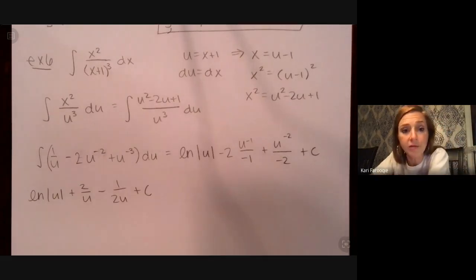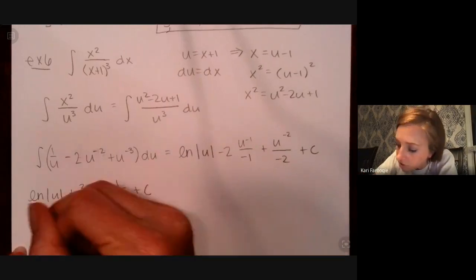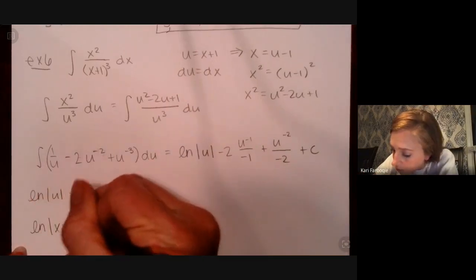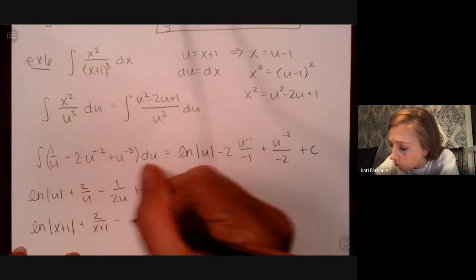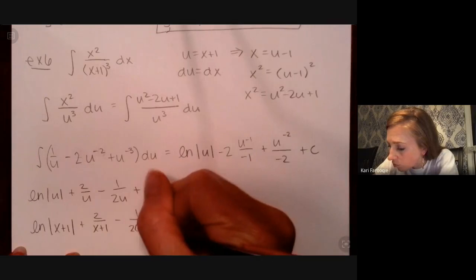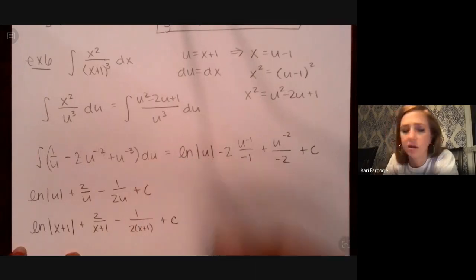And now you can back substitute for x. We know that u is x plus 1. You're going to take the natural log of the absolute value of x plus 1 plus 2 over x plus 1 minus 1 over twice, don't forget your parentheses, the quantity x plus 1.